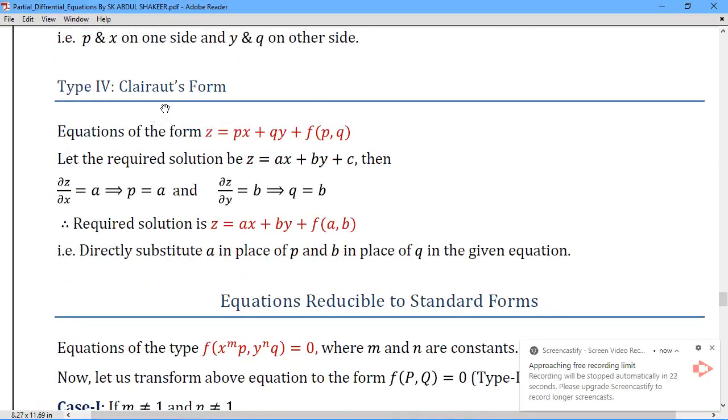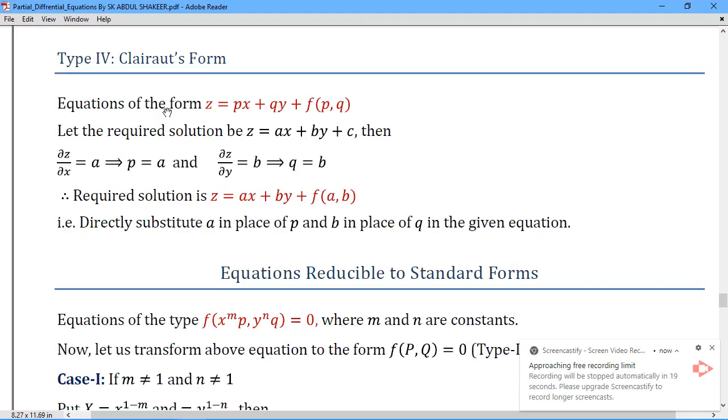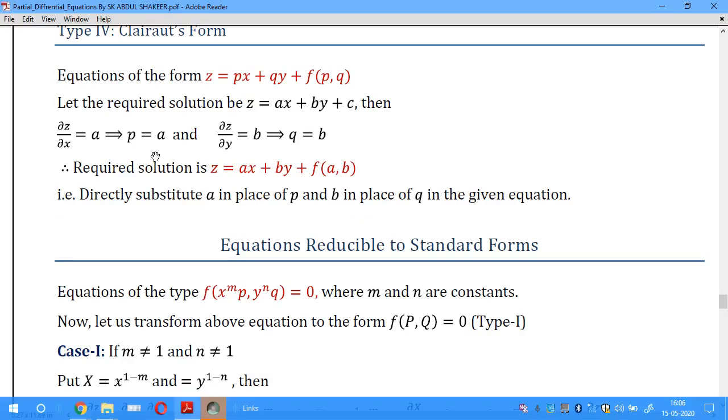Type 4, Clairaut's form. Clairaut's form is the easiest one. Clairaut's form is z = px + qy + f(p, q). The complete solution is defined as z = ax + by + c. ∂z/∂x is a, that is p. ∂z/∂y is b, that is q. So p = a and q = b. Replacing p and q values in the given Clairaut's equation, the equation becomes z = ax + by + f(a, b). It is the required solution for Clairaut's equation.